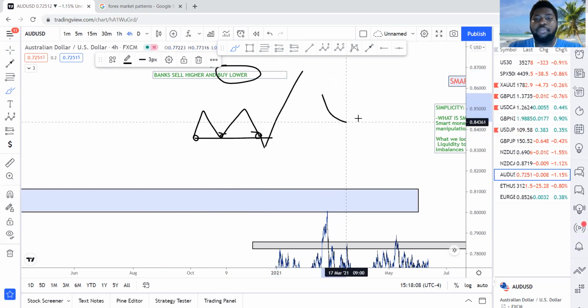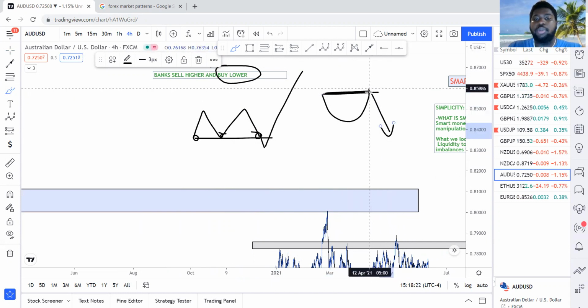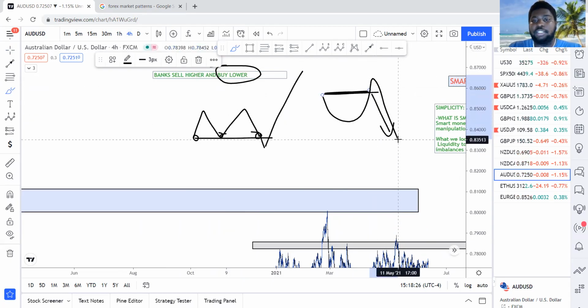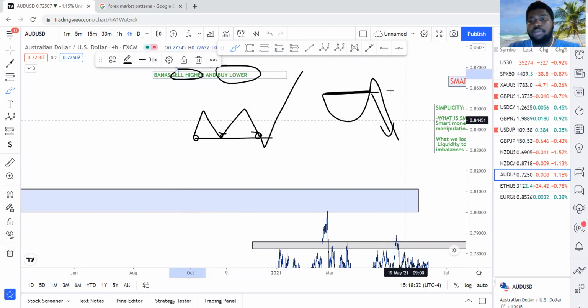It's the same thing with a double top. We have equal highs, and if you understand this, guys, trading becomes easy. A double top is a reversal pattern for a sell, but what the banks would do is bring the price higher so they can then sell. So banks sell higher and buy lower. Once you understand that concept, trading will become a little bit easier, okay?